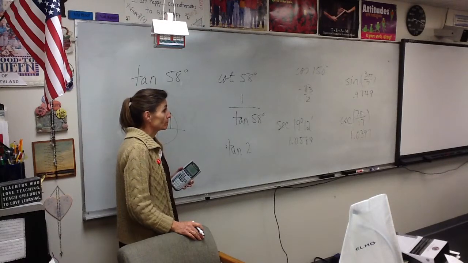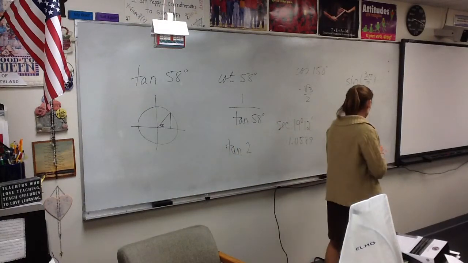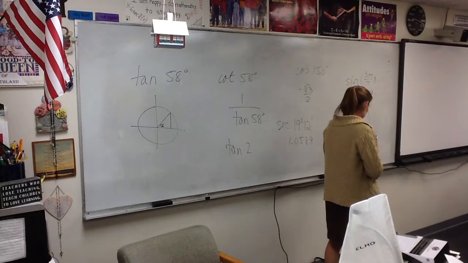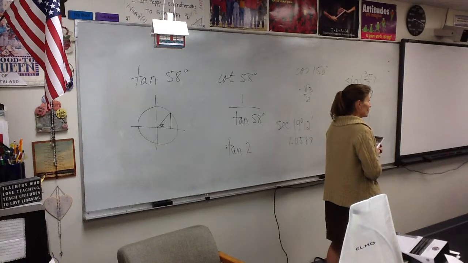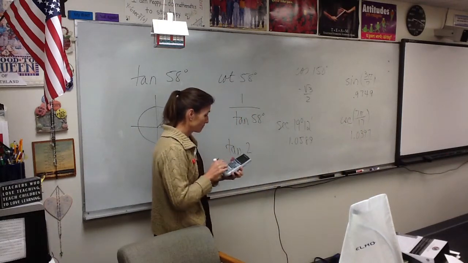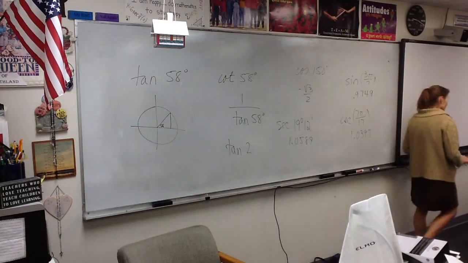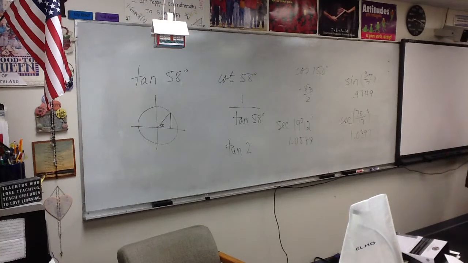I keep getting, for the first one, something like 0.023. Sine 3 pi divided by 7. Did you change it into radians? You have to go to mode and change it into radians. If you're not in the right mode, you can press all the right buttons, but you won't get the right answer. You've got to tell the calculator what mode you want it to interpret that angle in.